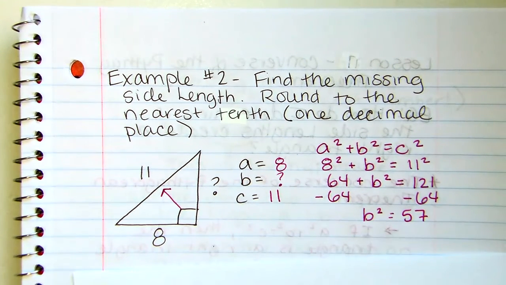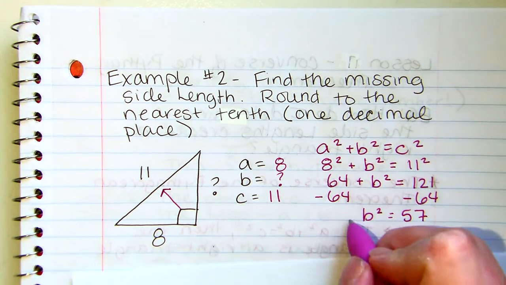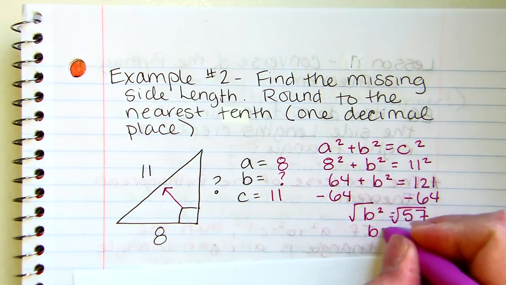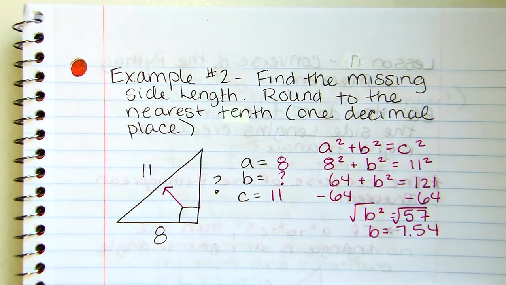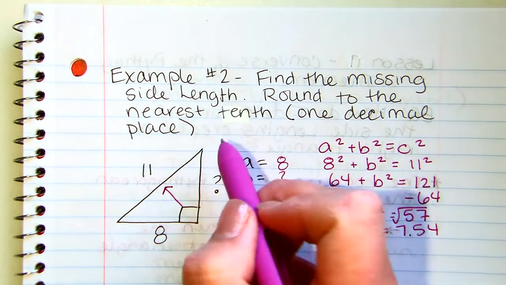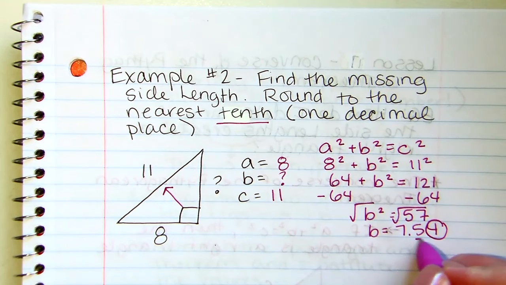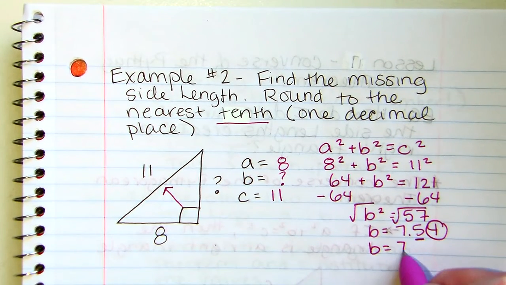Now, if this was a really nice, neat number, we would just get a whole number. But this one is going to have a decimal behind it, which is why it says round to the nearest tenth. So, once again, I'm going to square root both numbers. And when I square root this, I get b is equal to 7.54. Now again, we want to round this to the nearest tenth. That's 1 digit behind the decimal. So the 4 is going to cause the 5 to stay the same. So my final answer is b is equal to 7.5.